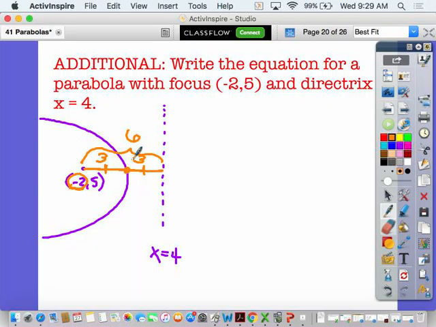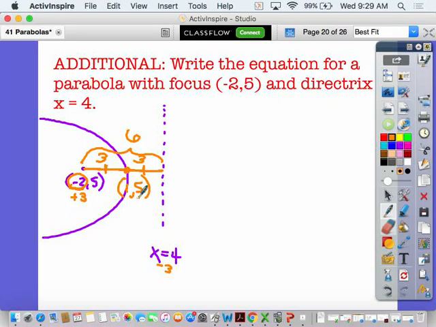Then to find the vertex, the point in the middle, you add 3 to -2 or subtract 3 from 4. And that will give you (1, 5). Now why does the 5 stay the same? Because it only affects your x values. So 5 stays the same and your x becomes 1.